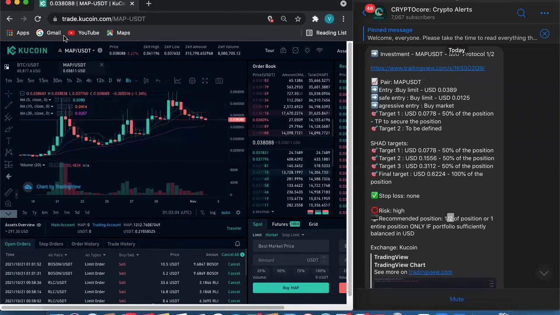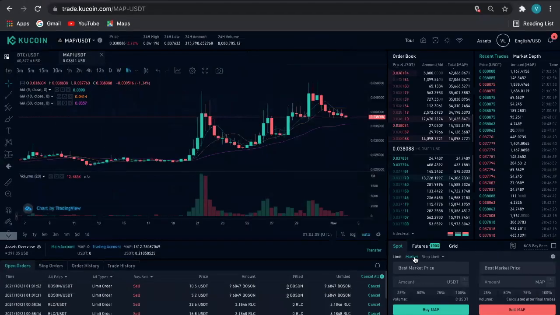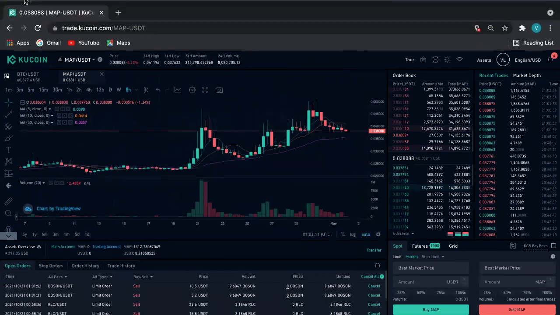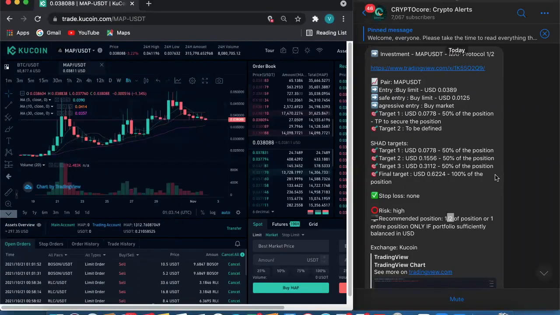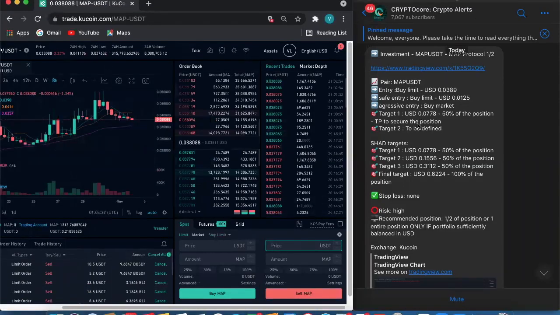And now we can check right here. Actually, we don't have to check anything. I know that I bought the MAP and I can right now place my sell limit, my take profit levels that are given to me by the trader right here. So let's see here, guys. Let's go over to limits. Let's see the parameters here. We have the first target level is 0.0778. All right. And the amount that I'm selling is 50% of my position. And then I'm going to go ahead and sell the MAP.